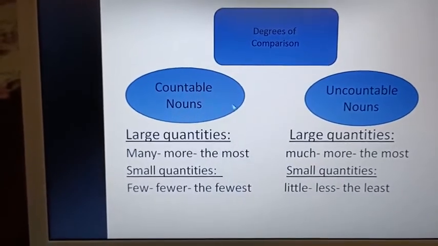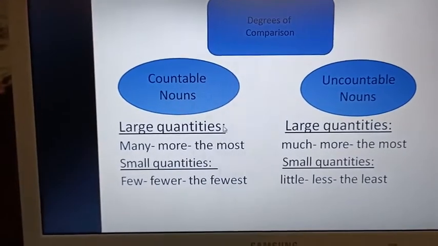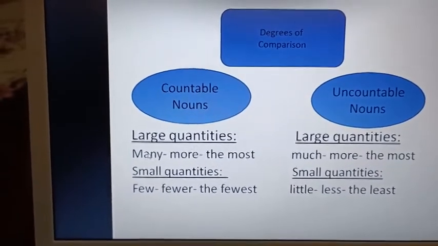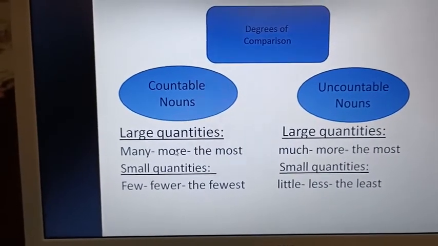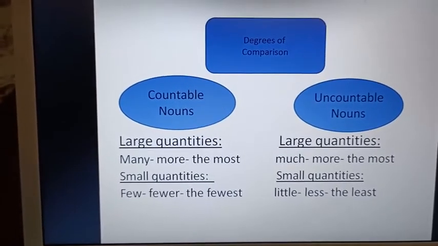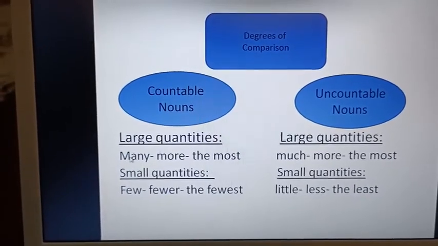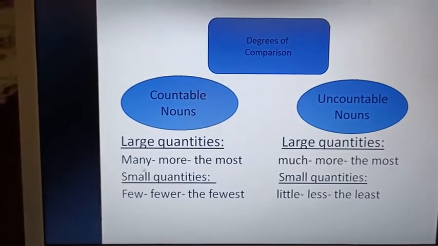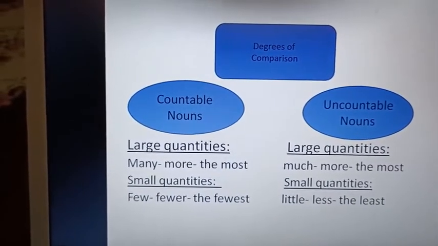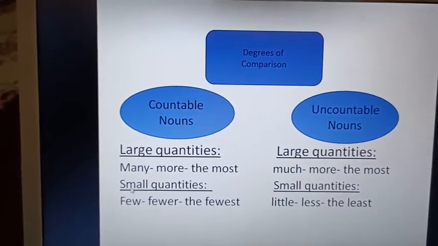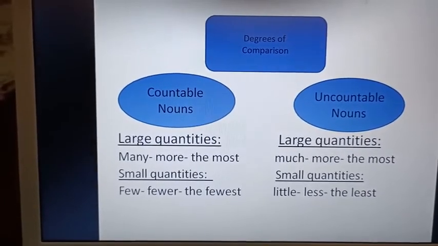Okay, for the countable nouns, I have two kinds of quantities: large quantities and small quantities. For large quantities, in both countable and uncountable nouns, I go ascending from the smallest till the biggest. Let's go to this degree. It's the lowest degree, many. The middle degree is more. The most means the highest degree. And now it's the opposite way, so I mean descending.